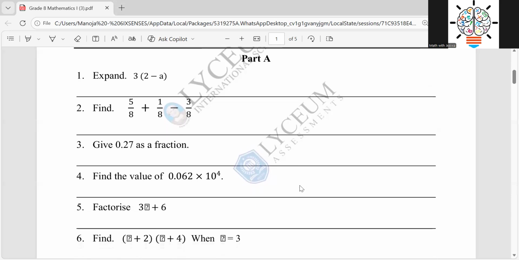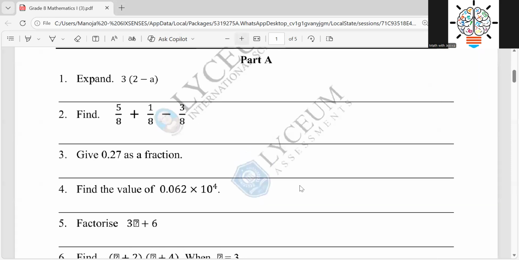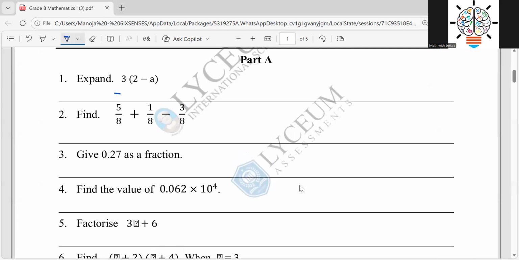So then part A, you want to expand. That means you want to solve the bracket. Here, do you know what this means, children? That is 3 times (2 minus a), right? The hidden meaning of this is that in between the bracket and the number, you have the multiplication. 3 times 2, 6, and 3 times negative a, negative 3a, right?